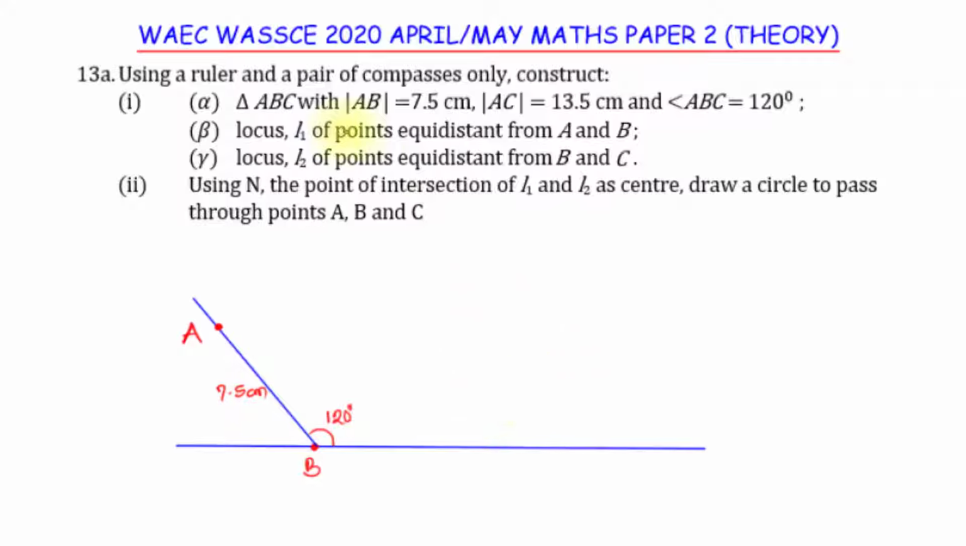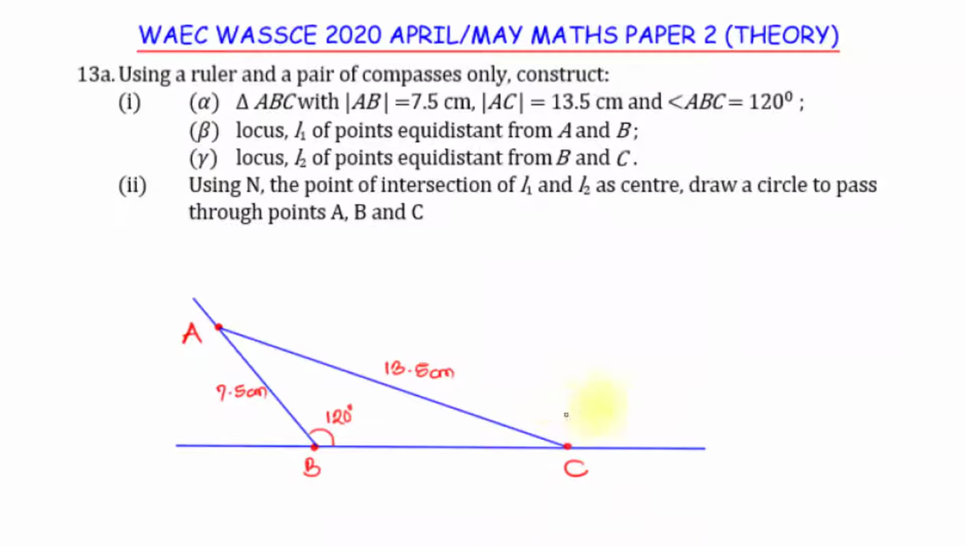And then the other thing we are told is that AC is 13.5 centimeters. So from A to C, and you know C is also going to be on the inclination of the line from B. So I can just take another line from A going to, this will be quite longer than 7.5, almost twice the length. So I can stop here to say this is now point C, that is 13.5 centimeters from A. So this is the triangle that we're asked to construct.